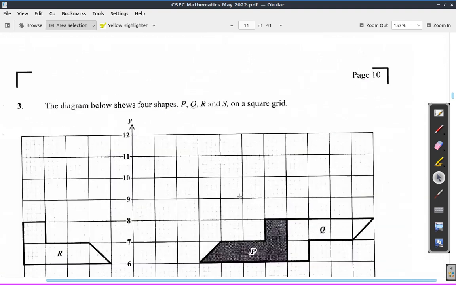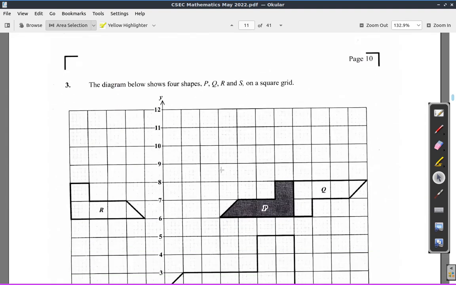Later on, we see what happens with question 3.